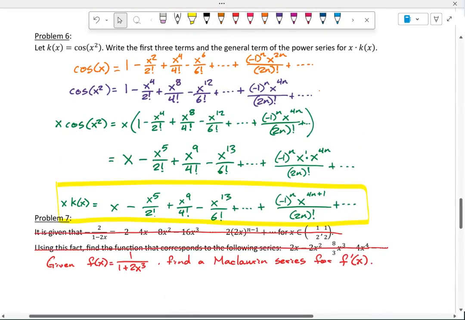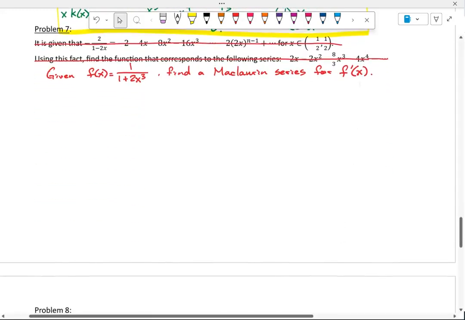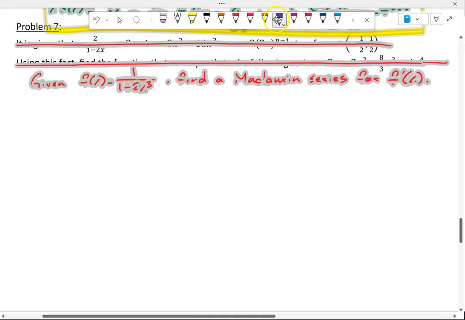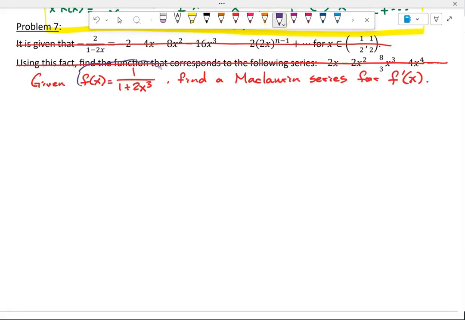Was everybody good on problem 6? Did we still need that one, or were we good on that one? All right, so I want you to think about this one. What kind of series does this format right here give us? We saw that last week. What kind of series does that kind of format, that rational function, give us?